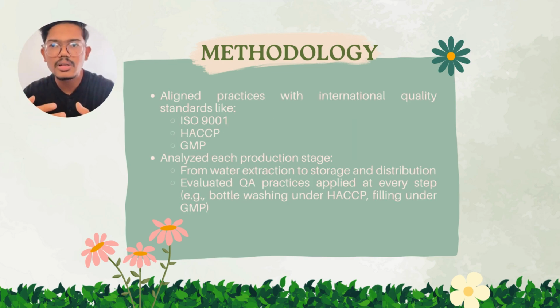Finally, we assess how the company aligns with global standards. We benchmark their practice against international certifications such as ISO 9001, HACCP, and GMP. We evaluate each stage of production from water extraction to storage to distribution. For example, bottle washing is done according to HACCP standards while product filling follows GMP procedures. This shows a strong commitment to maintaining high quality production standards at every step.